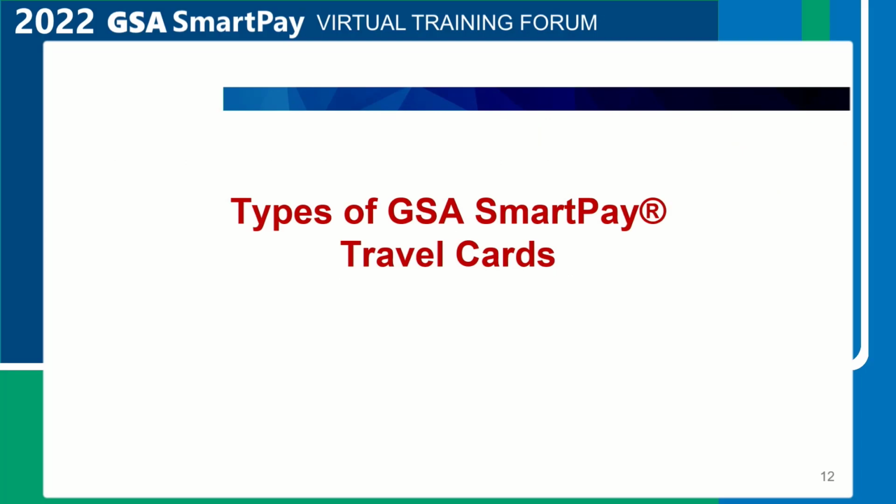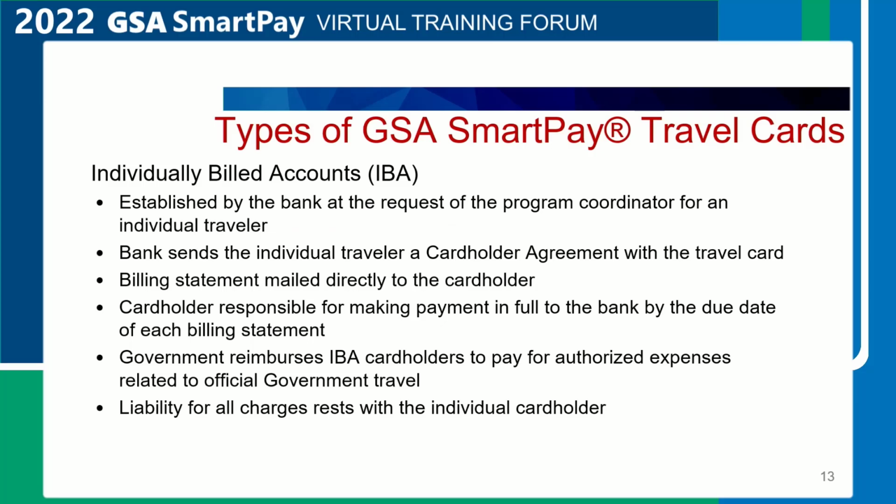Now that we've discussed the laws and regulations that play a part of the travel card program, let's take a look at the types of GSA SmartPay travel cards. The most common type of GSA SmartPay travel card is the individually billed account, or the IBA. IBAs may only be issued to federal employees or employees of tribes or tribal organizations. GSA SmartPay travel program provides account holders a means to pay for all travel and travel-related expenses.